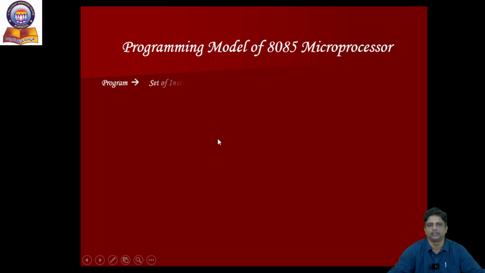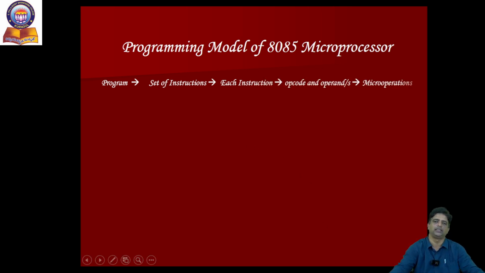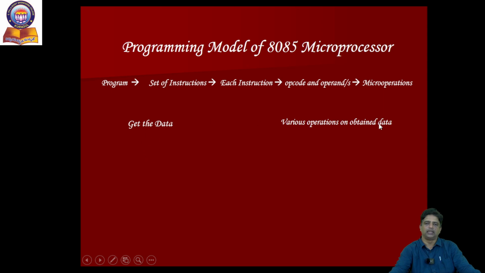The first thing in the programming model is the instruction format, which is a combination of opcode and operands. Operands are similar to data, and indicate where the data is located and obtained from. Getting the data and performing some operation on the obtained data is done through the opcode.